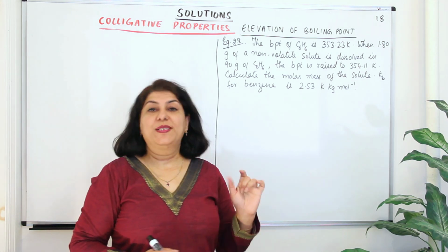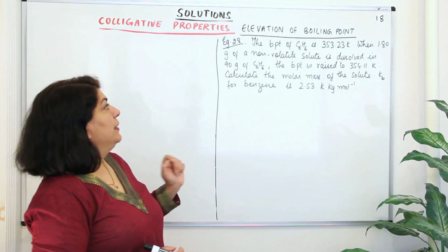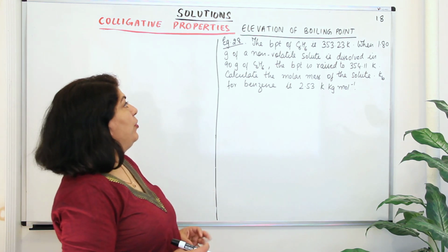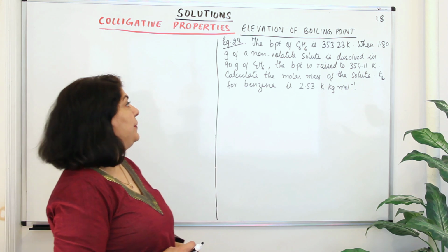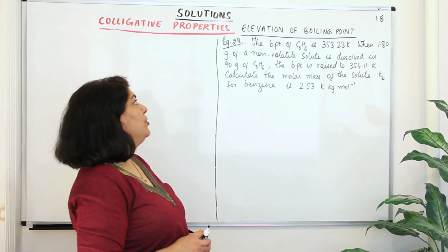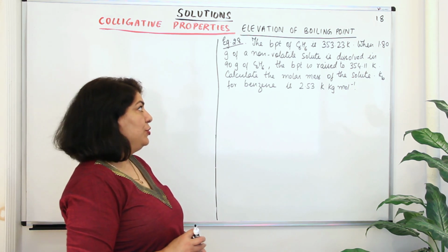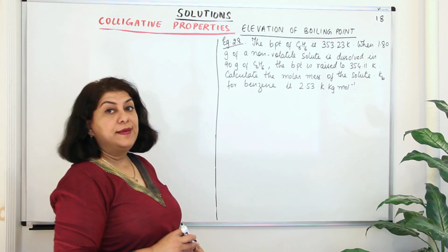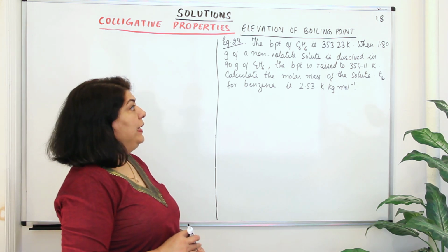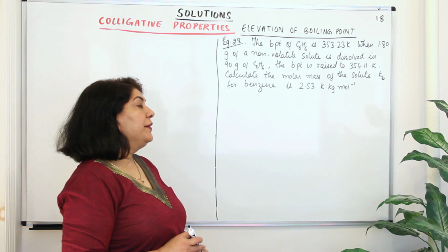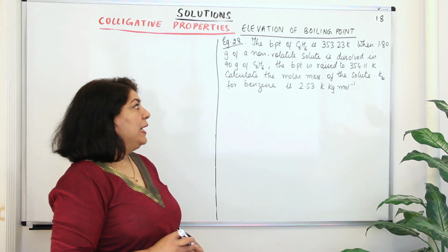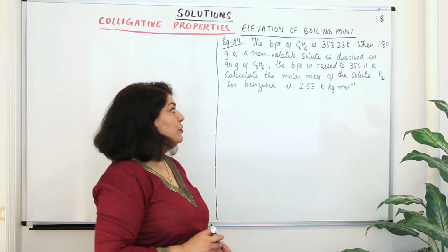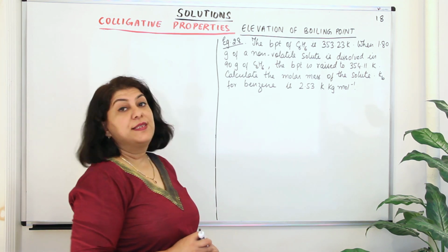So let's now do question 2.8. The question reads that the boiling point of benzene is 353.23 Kelvin. When 1.80 gram of non-volatile solute is dissolved in 90 grams of benzene, the boiling point is raised to 354.11 Kelvin. You have to calculate the molar mass of the solute. Kb for benzene is given to you.